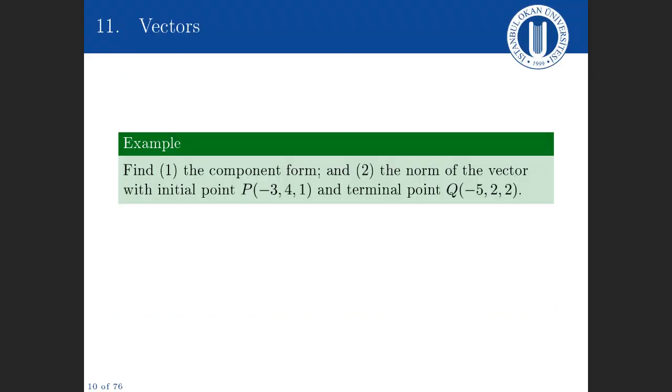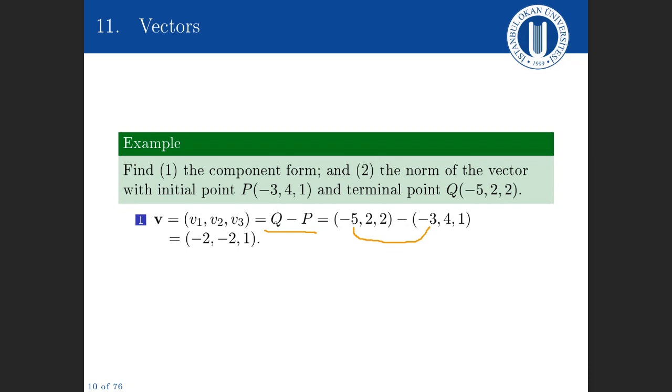Let's do an example. Find the component form and the norm of the vector which has initial point P and terminal point Q. We're just going to do Q minus P, terminal point minus initial point. So we do (-5, 2, 2) minus (3, 4, 1). And we look at each of these components separately. First of all, -5 minus 3, that's the same as -5 plus... it's -8.